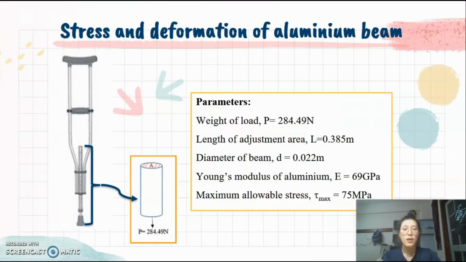In our studies, we evaluate stress and deformation of the aluminium beam of the adjustment area of the crutches. So from what we have measured and analyzed, here are the parameters we get. The weight of load is 284.48 Newton, which is Keat's weight. The length of the adjustment area is 0.385 meter. The diameter of beam is 0.022 meter, while the Young modulus of aluminium is 69 gigapascal and the maximum allowable stress is 75 megapascal.